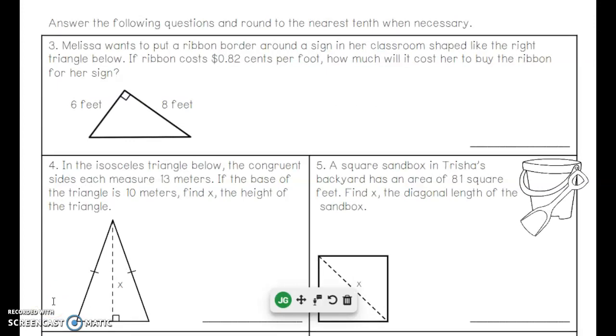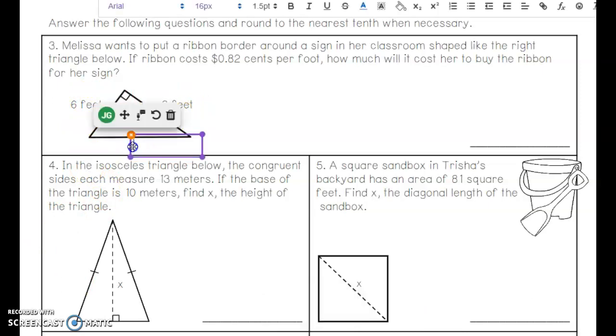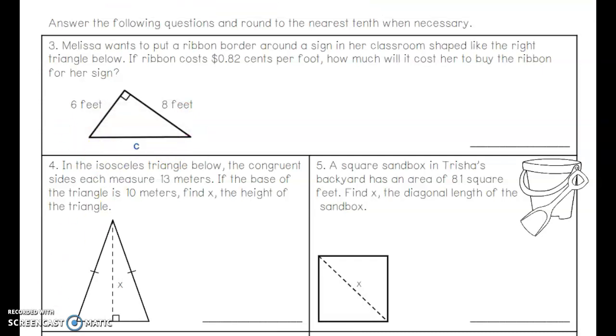Number 3. Melissa wants to put a ribbon border around the sign in her classroom, and it is shaped like a right triangle below. If the ribbon costs 82 cents per foot, how much will it cost her to buy the ribbon for her sign? Now we know that you're going to have a dimension of 6 feet and 8 feet, but we don't know what this dimension is right here. And if you use your labeling, you see that we are looking for C, the hypotenuse.